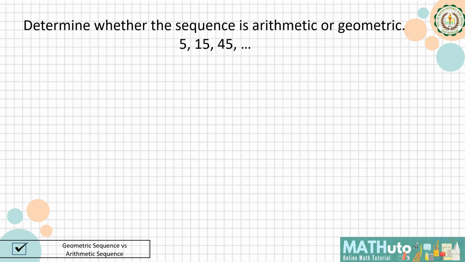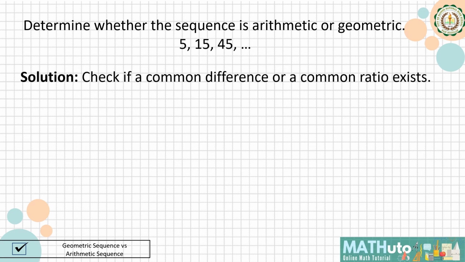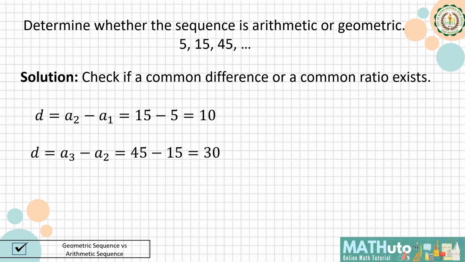For the last example, determine whether the sequence is arithmetic or geometric: 5, 15, 45. Check if a common difference or a common ratio exists. For the common difference, subtract the first term from the second term. 15 minus 5 is 10. And then subtract also the second term from the third term. 45 minus 15 is 30. Notice that the two differences are not equal. Therefore, there is no common difference.